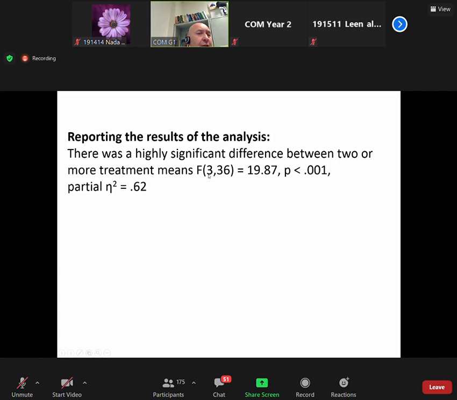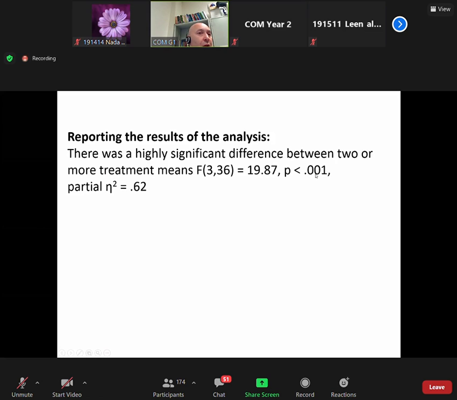Remember I said that there are 2 degrees of freedom which we need to think about. This 3 comes from the number of groups. Because there are 4 groups, you take away 1, you get 3. And then 36 is going to be the total number of patients. There were 40, right? And we've got 4 treatments. So 40 take away 4 gives us 36 degrees of freedom for the patients. And then the F number, the F ratio is 19.87.